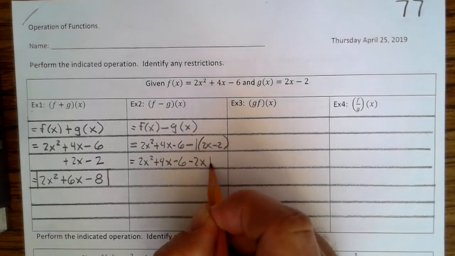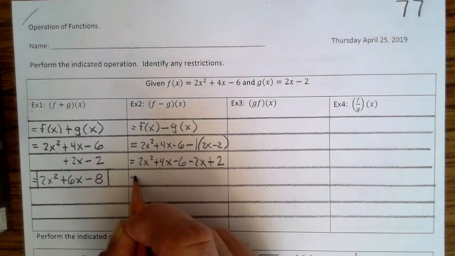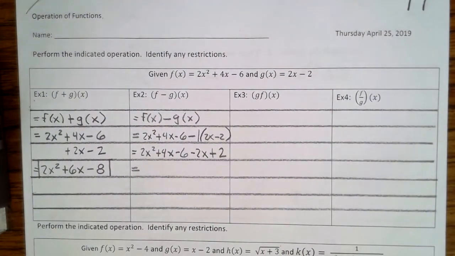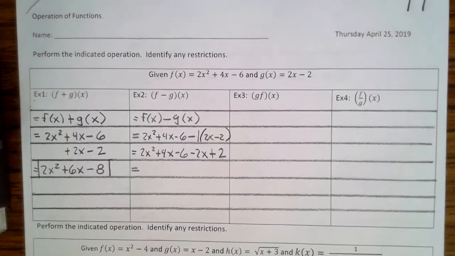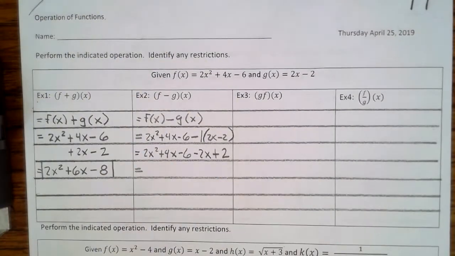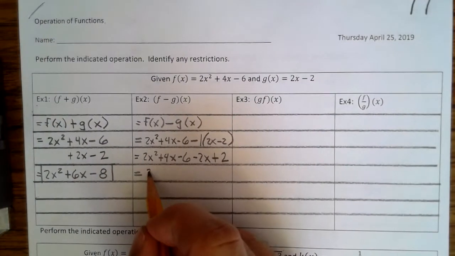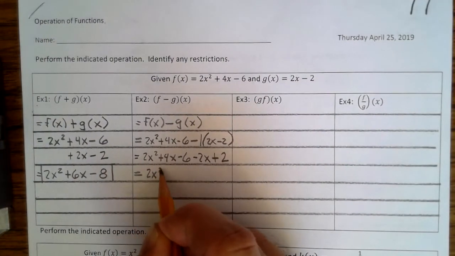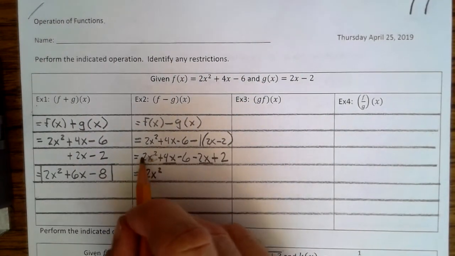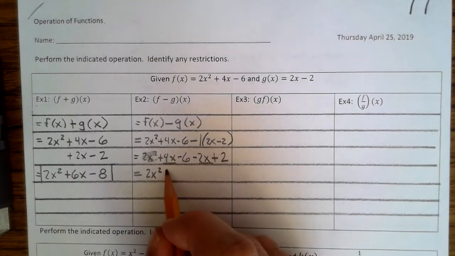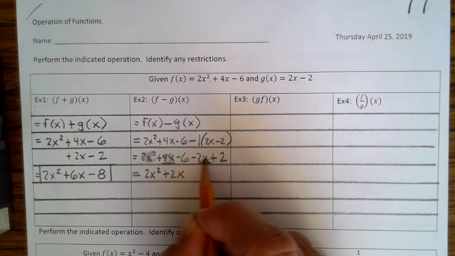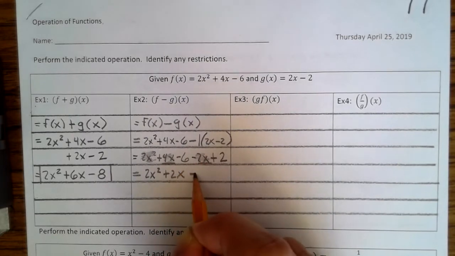At this point, we're going to combine like terms. All right, well, that's 2x squared. Combine the 4x minus the 2x, and again, I'm going to shade these as I go through them. 4x minus 2x is plus 2x, and then negative 6 and 2 is negative 4. And you're done.